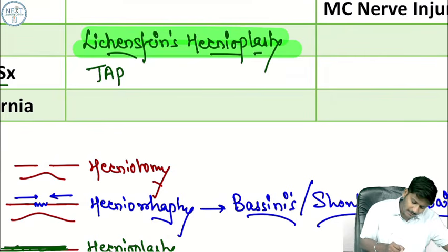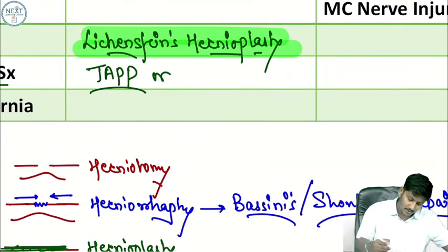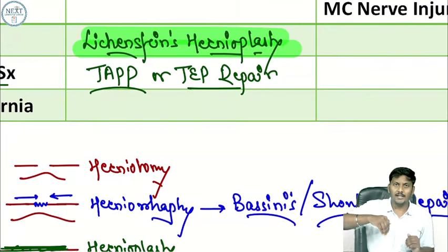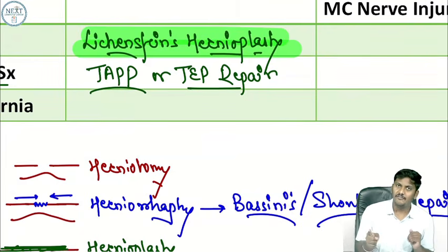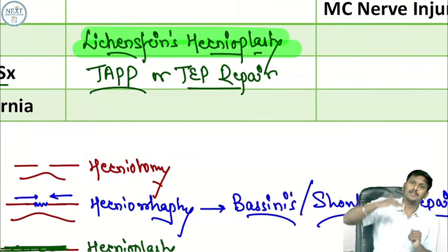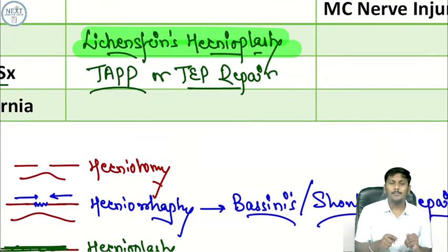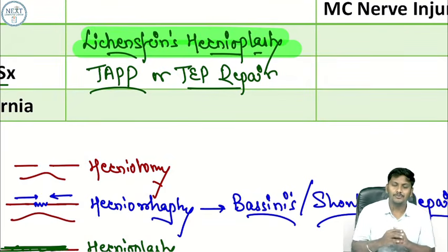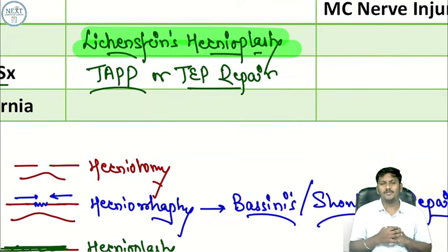One is a TAP repair. TAP repair is nothing else but a transabdominal preperitoneal repair, and the second is a TEP repair, that is a total extraperitoneal repair. Now, in TAP repair, what happens? In TAP repair, beta, we go inside the peritoneal cavity and we repair the defect from inside. That means we place a mesh from inside, beta. That is a TAP repair. In TEP repair, definitely we are going to repair the defect but from outside. We are not going to breach the peritoneum, beta. That is total extraperitoneal repair.